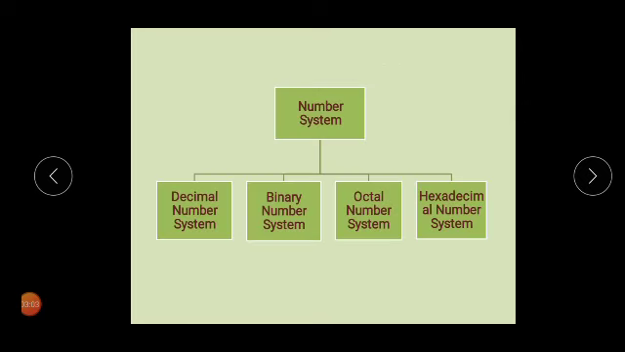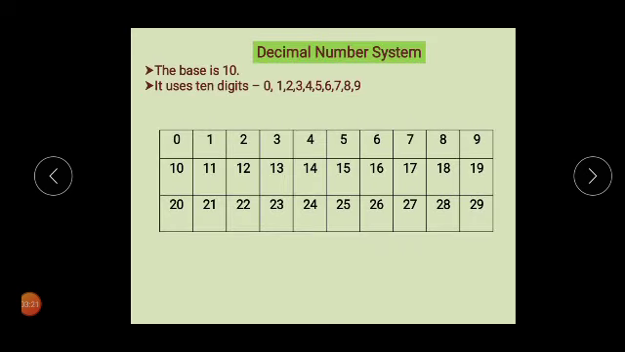Now, we have different types of number systems: the decimal number system, binary number system, octal number system and hexadecimal number system. Let us see these number systems one by one. The first one is the decimal number system. As we all know, it has 10 digits from 0 to 9. So the base for the decimal number system is 10.